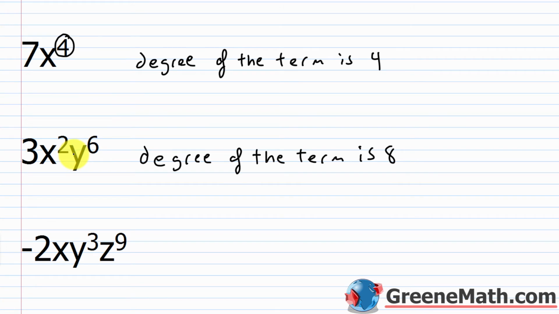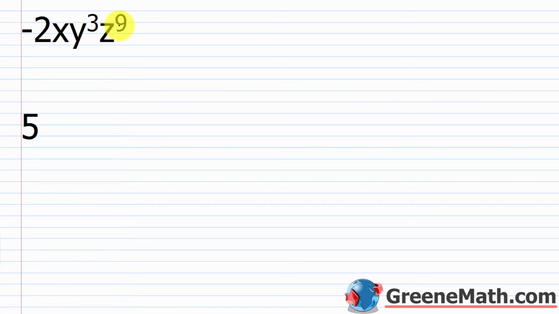So if I look at the next one, I have negative 2xy cubed z to the ninth. Again, I'm just going to sum my exponents. Now, a common mistake here, you don't see anything written as an exponent for x. But remember, it's a 1. X to the first power is x. So don't forget that, because a lot of students will just go, okay, 3 plus 9 is 12, and they're done. They forget about that x raised to the first power. So you really have a 1 here, a 3 here, and a 9 here. So 1 plus 3 is 4. 4 plus 9 is 13. So the degree of the term is 13.